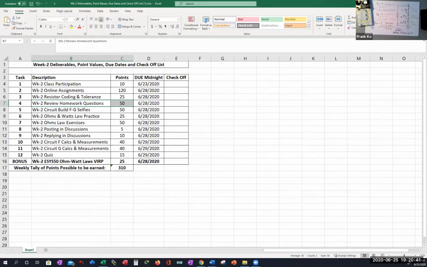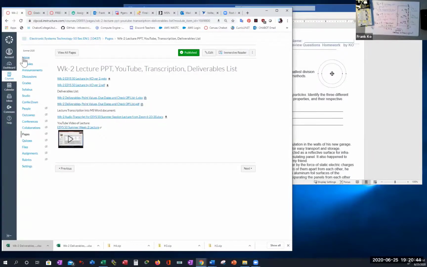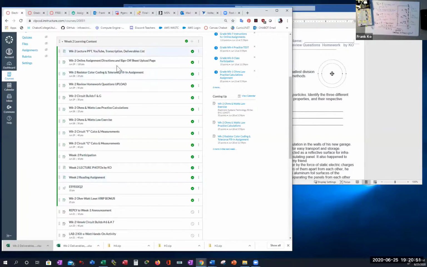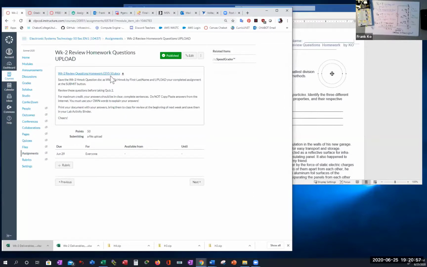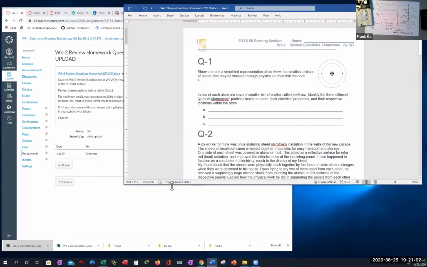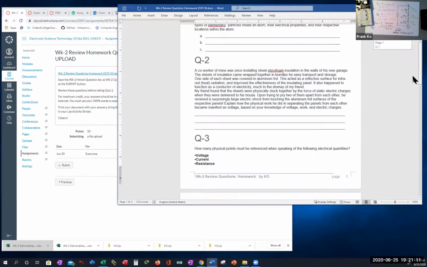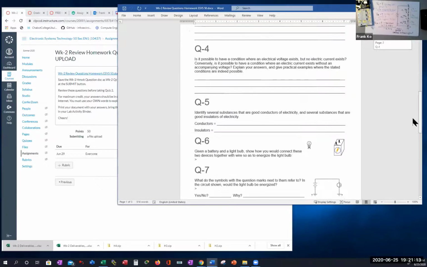So where do you find the 50 points of homework questions? You'll find that the deliverables list is in the same sequence as all of these folders here. So homework questions. If I click on this, it'll show the link to your homework, and then you upload this. This is worth 50 points. Homework looks like this here, and it's really based on a lot of the theory that we had discussed in the previous week up through now, and you just fill this in.